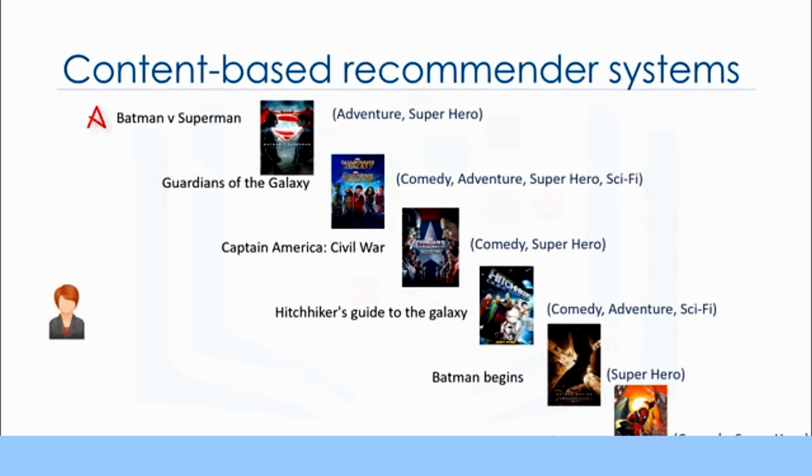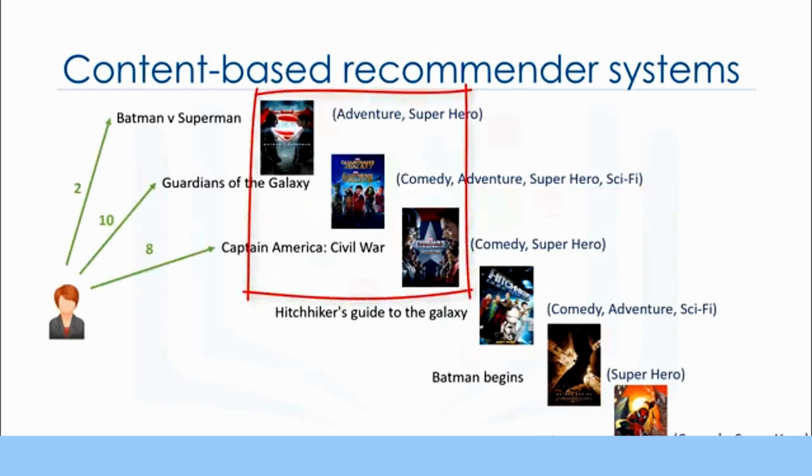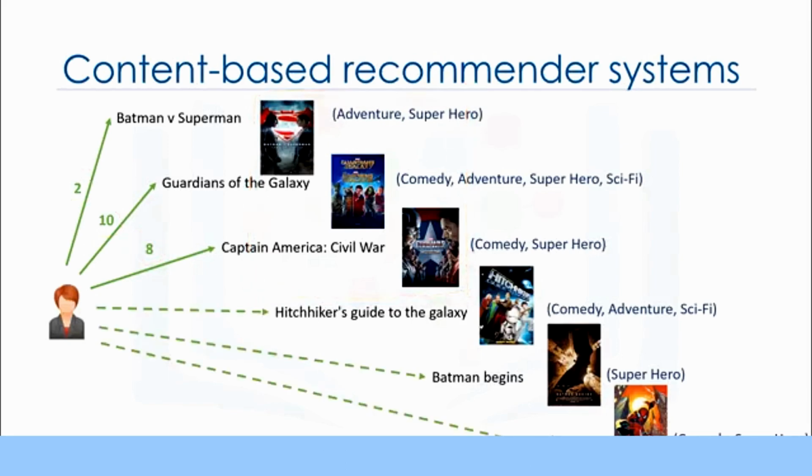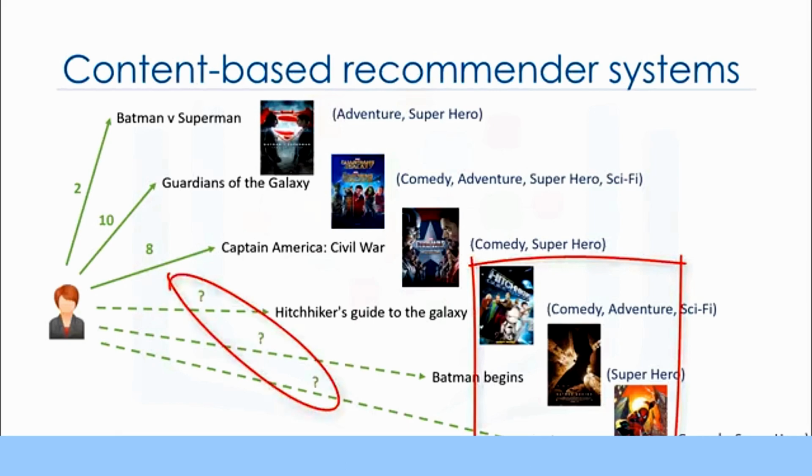For example, Batman vs. Superman is in the adventure superhero genre, and Guardians of the Galaxy is in the comedy, adventure, superhero, and science fiction genres. Let's say the user has watched and rated 3 movies so far, and she has given a rating of 2 out of 10 to the first movie, 10 out of 10 to the second movie, and 8 out of 10 to the third. The task of the recommender engine is to recommend one of the 3 candidate movies to this user. Or in other words, we want to predict what the user's possible rating would be of the 3 candidate movies if she were to watch them.